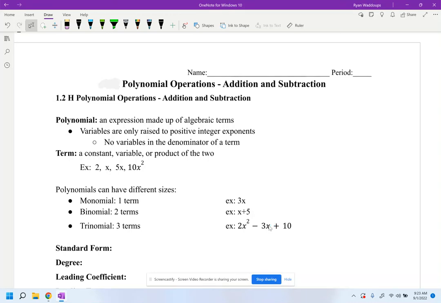Hi, welcome. This is a lesson on polynomial operations. We're going to focus on addition and subtraction. But first, we need to understand a little bit about what is a polynomial.